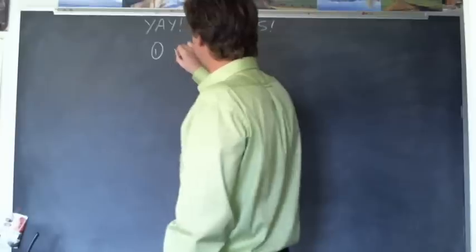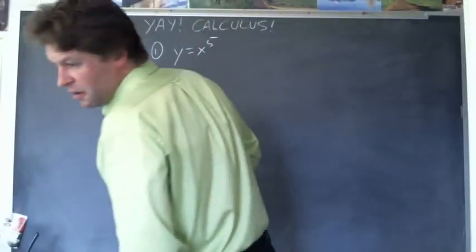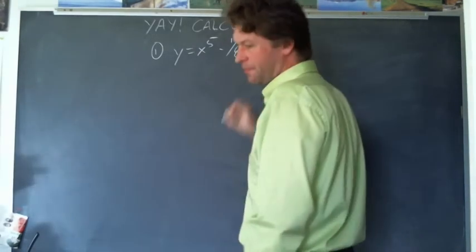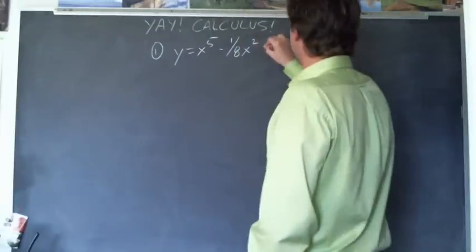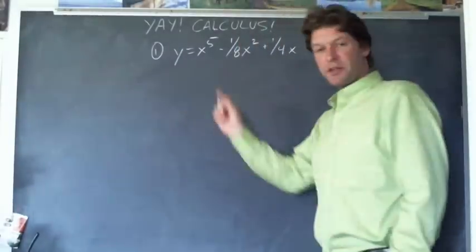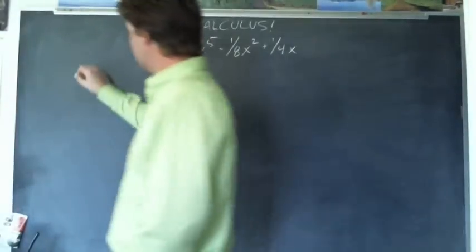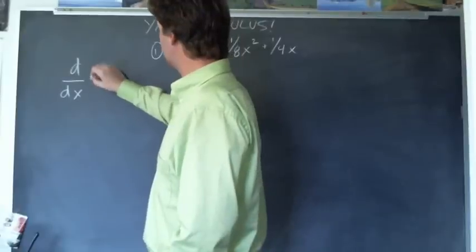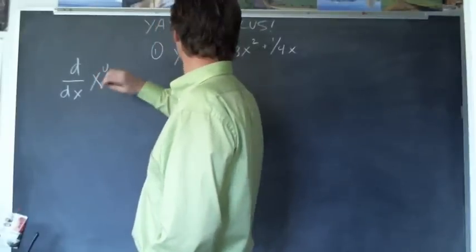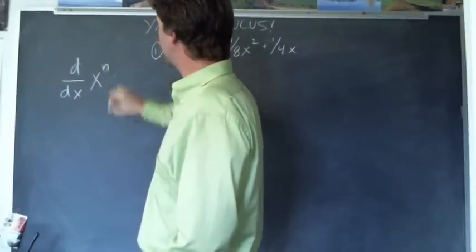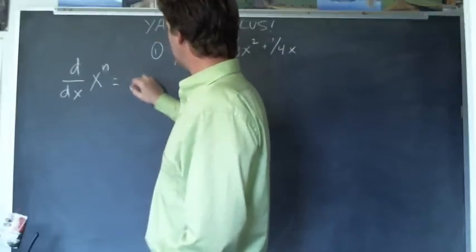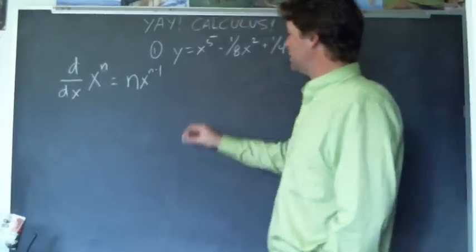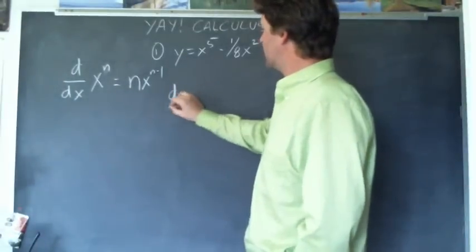y equals x to the fifth minus 1/8 x squared plus 1/4 x. I'm going to use the power rule on all these. The power rule tells us the derivative of any given function, say x to the n, is going to get us n x to the n minus 1. Power rule. Differentiating, the derivative of y is dy dx.